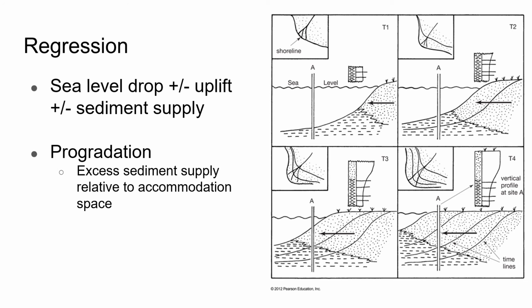We still have that vertical profile of coarsening upward. It's still a regression, but this has nothing to do with raising and lowering sea level. Notice the sea level is absolutely consistent throughout all 4. This does happen. This is as you choke your basin with more and more sediment without changing its parameters. So progradation is a common way of getting a regression.